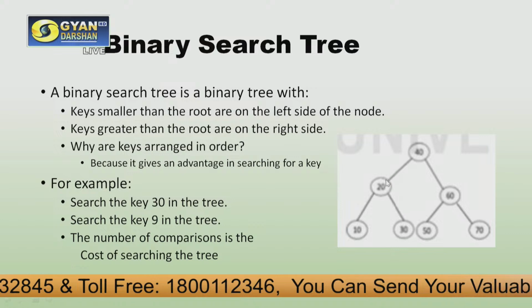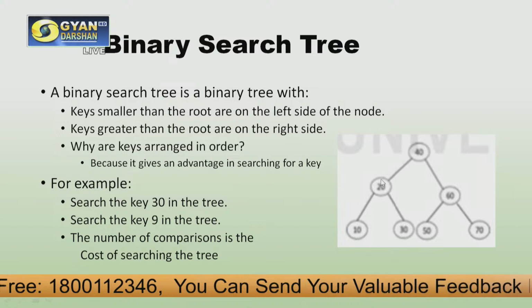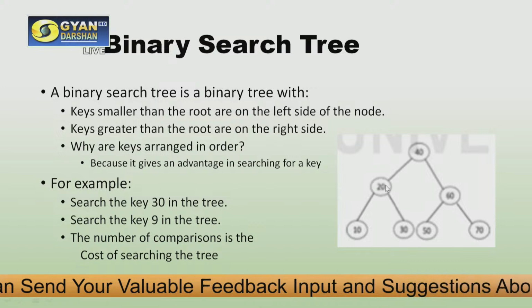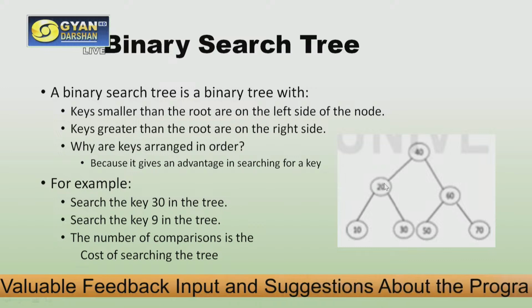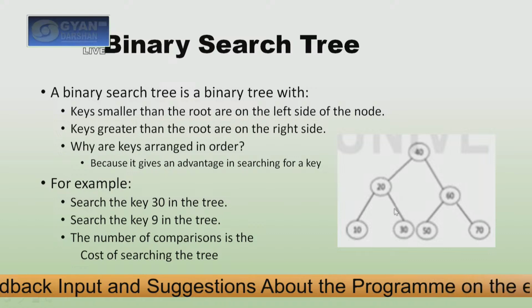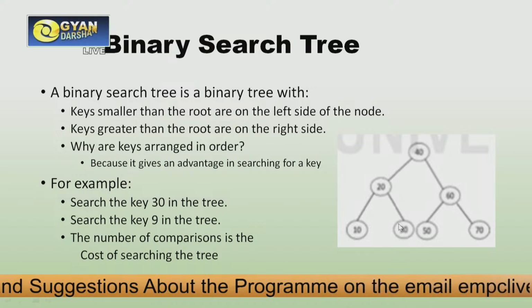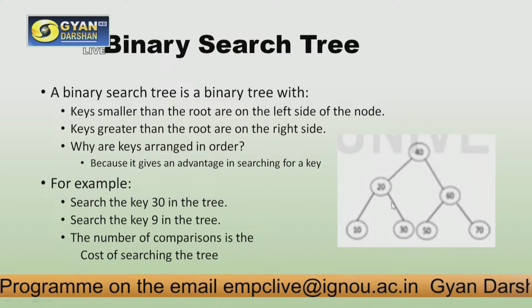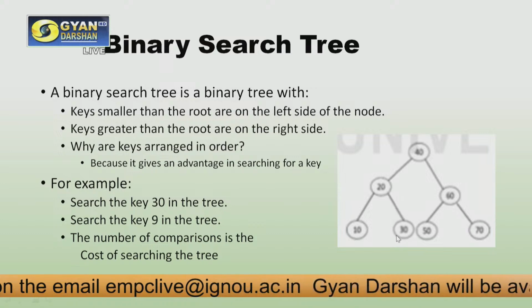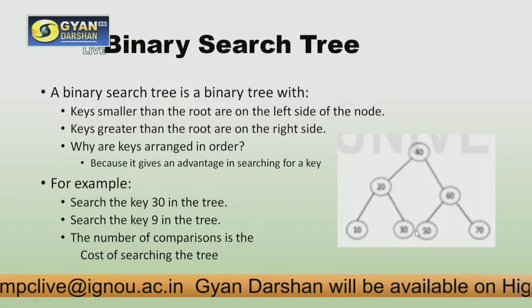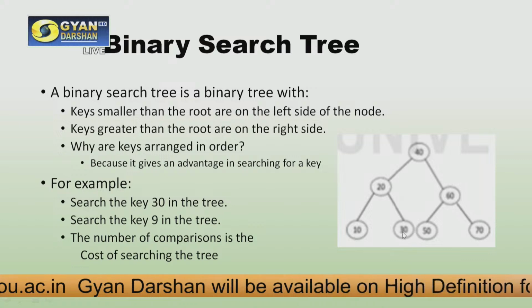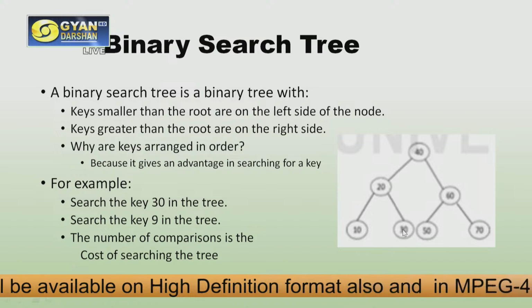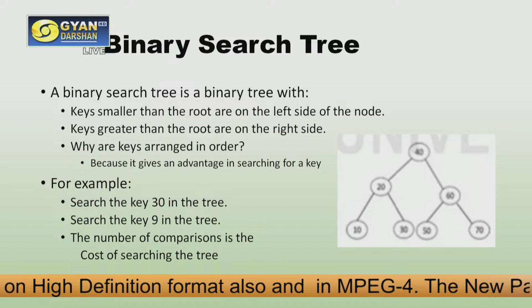So 30 is not here, so you go to the left of it. The value now is 20. The value you are searching for, 30, is more than 20, so you traverse towards the right of this subtree. Then you find at this node that the key value 30 is here, and whatever operation you want to do with this node, you can go on to do.